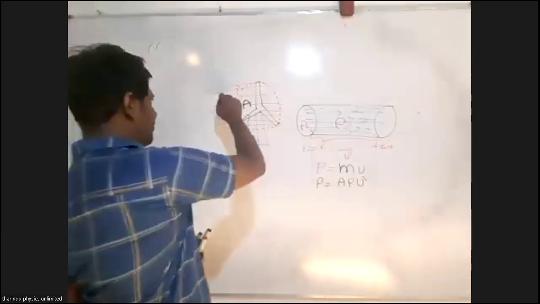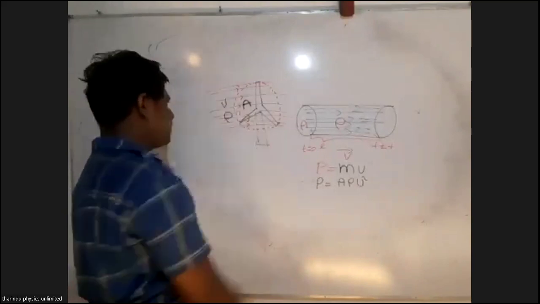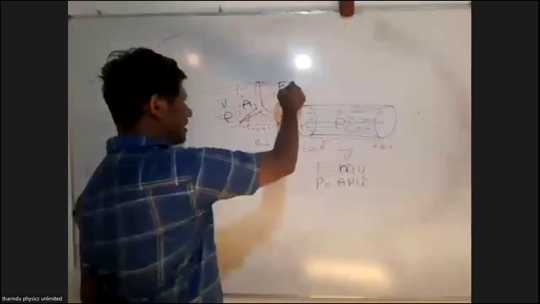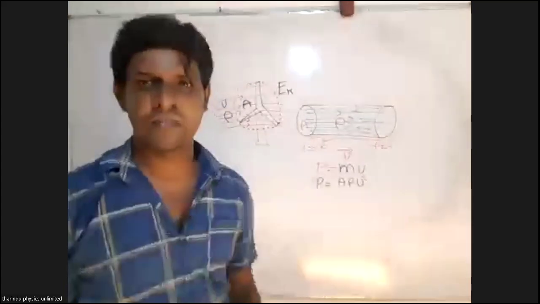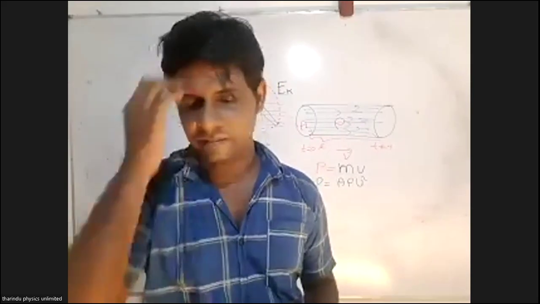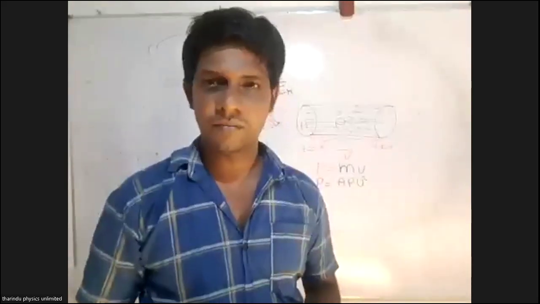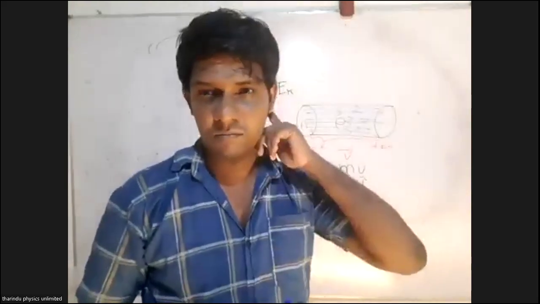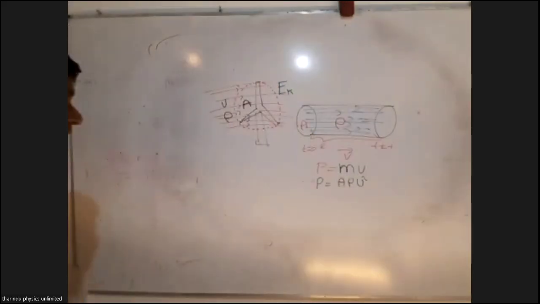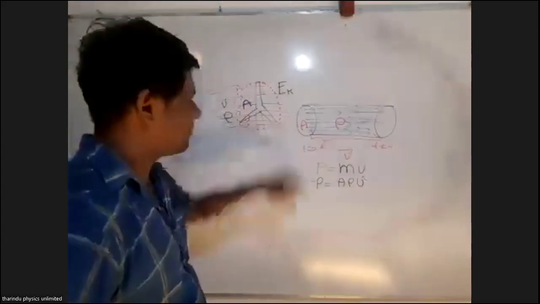With the velocity of v and moving with the density of rho, and the energy is going to be Ek, kinetic energy. I hope you understand. Okay. Now do it this way. So you can write an example here.